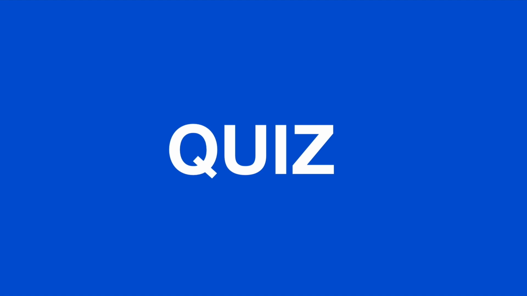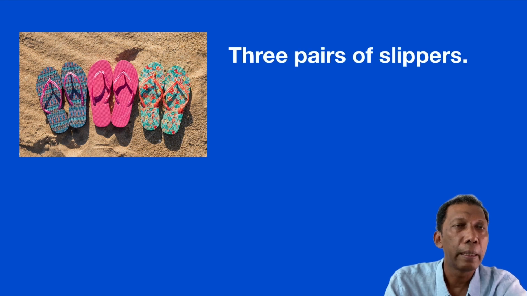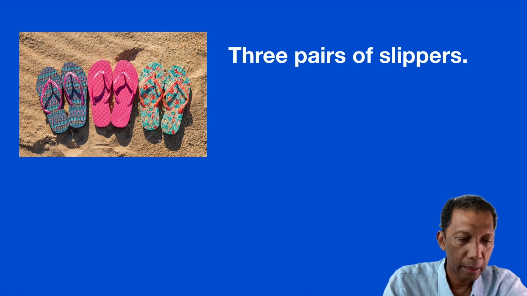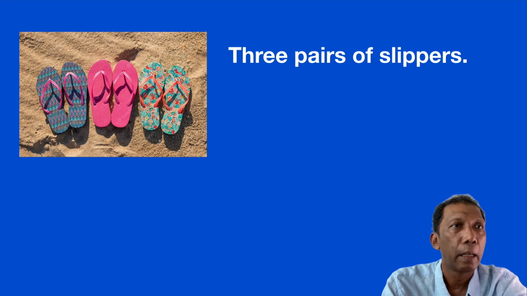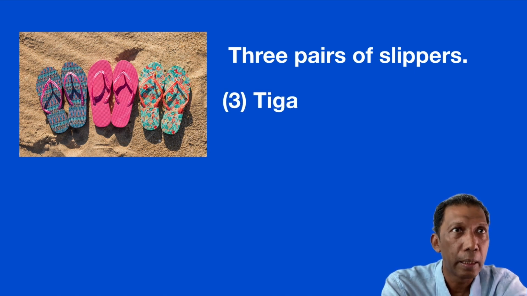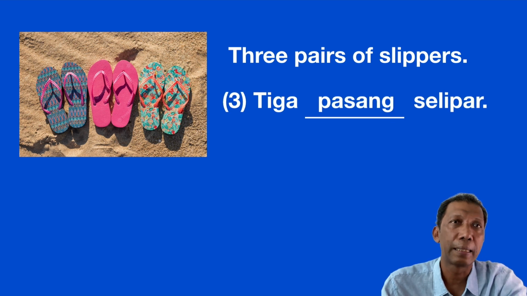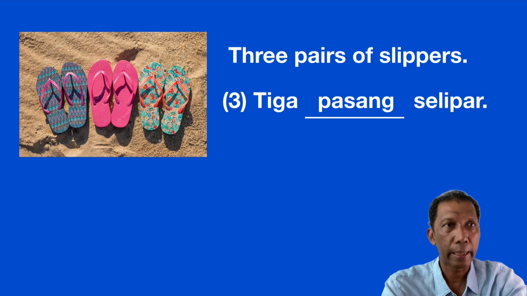Okay, so now let's try ourselves a quiz if you can remember. Okay, the first one here. I think you would know this one. This wouldn't be very difficult for you, right? 3 pairs of slippers in English. Slippers in Malay we call it slipper as well. Okay, and then it would be 3, yes, 3 pasang selipar. Yes, if you said 3 pasang slipper, you are correct.